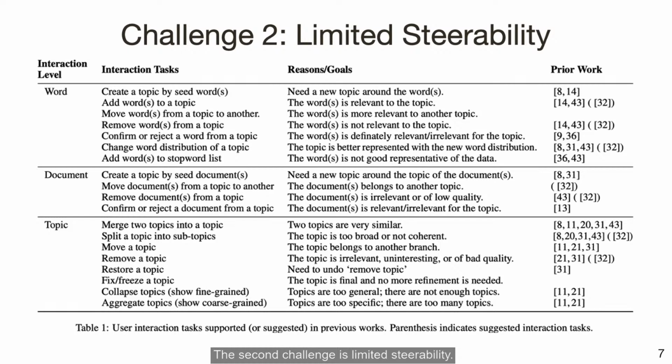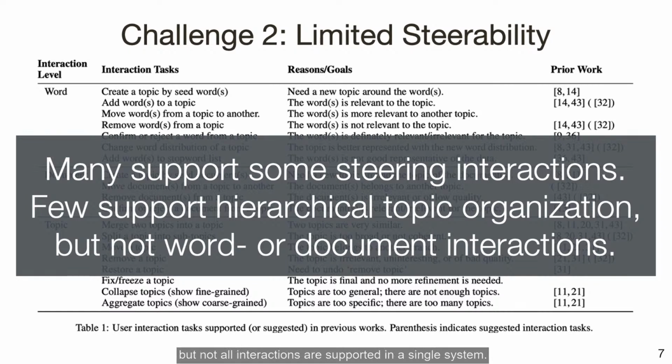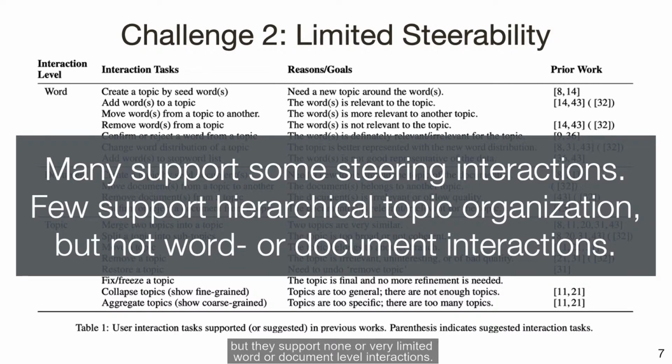The second challenge is limited steerability. We surveyed existing topic modeling systems with model steering interactions, and we divided the interactions into three groups based on interaction units: word-level interactions, document-level interactions, and topic-level interactions. To summarize, many systems support non-hierarchical model refinement interactions, but not all interactions are supported in a single system. And only a few systems support hierarchical topic organization, but they support none or very limited word or document level interactions.